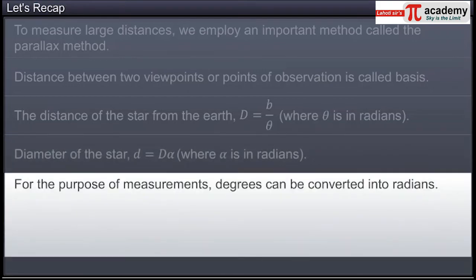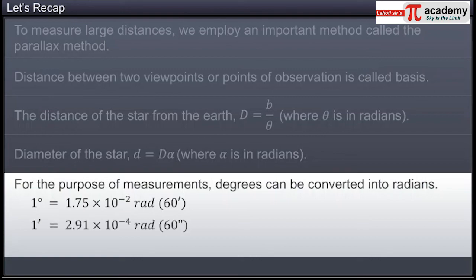For the purpose of measurements, degrees can be converted into radians. 1 degree or 60 minutes is equal to 1.75 × 10^-2 radians. 1 minute or 60 seconds is equal to 2.91 × 10^-4 radians. 1 second is equal to 4.85 × 10^-6 radians.